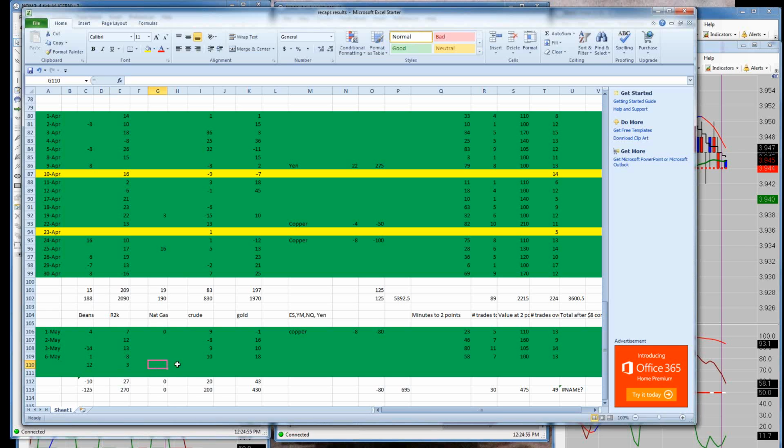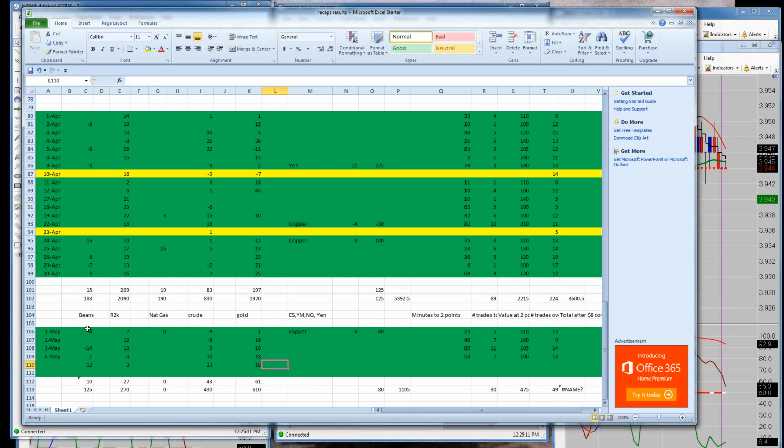Right, the Russell worked. Natural gas, we didn't have any trades. We pointed out a trade. On crude oil, we had 23 ticks profit. On gold, we had 18 ticks profit.